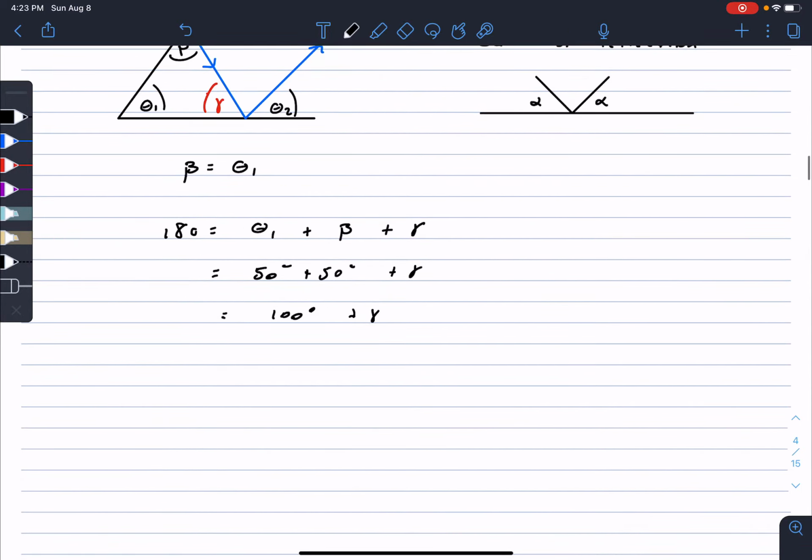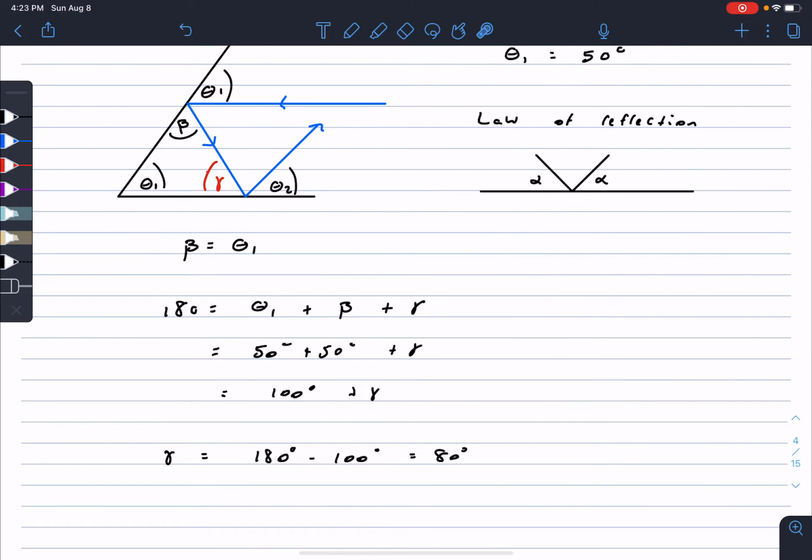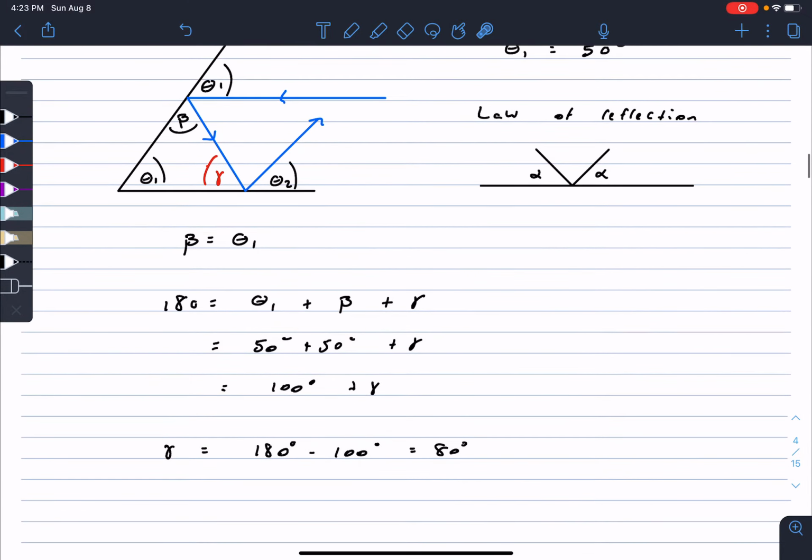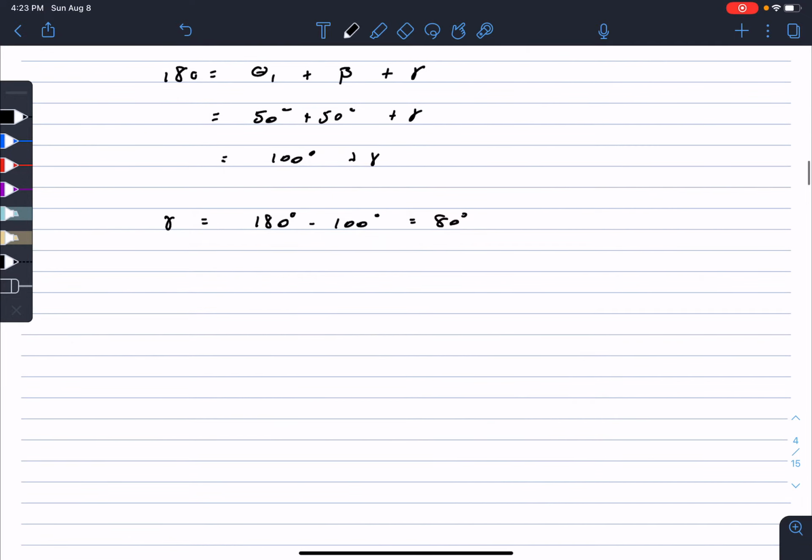And now we solve for gamma. Gamma is equal to 180 degrees minus 100 degrees, which is equal to 80 degrees. So this angle here is equal to 80 degrees. Now look at that. By the law of reflection, since this beam is coming down here, bouncing off of this mirror, which is a smooth surface, we can use the law to determine that theta 2 is equal to gamma, which means that theta 2 is equal to 80 degrees, which is what we were asked to find.